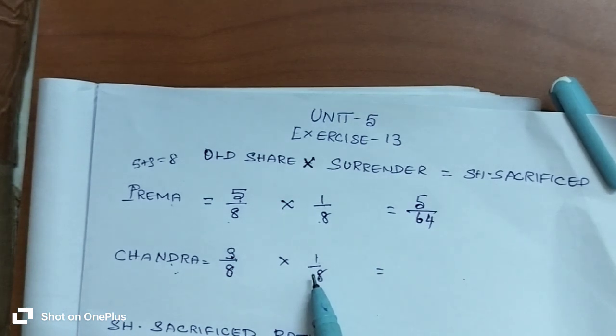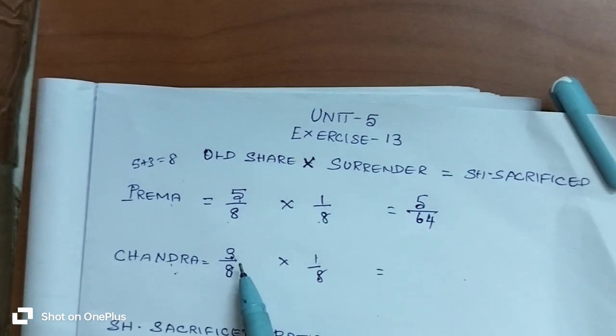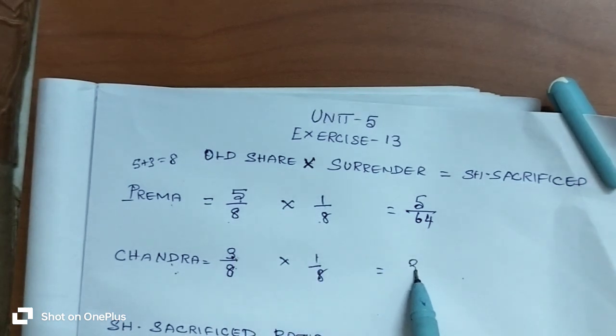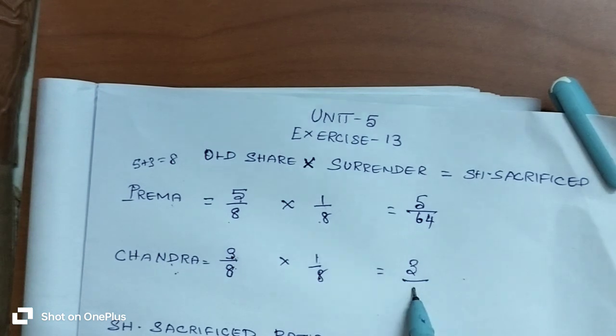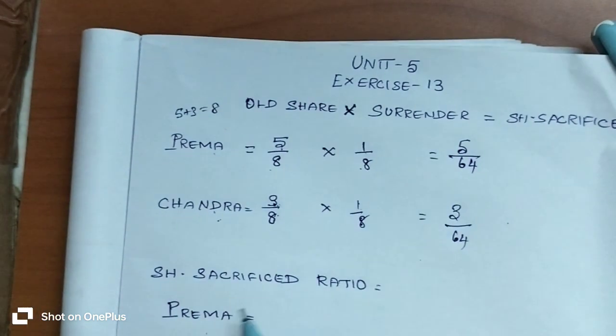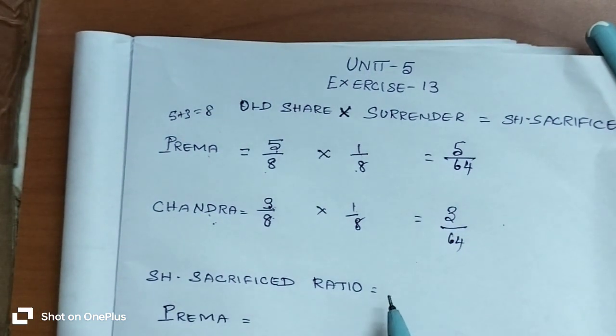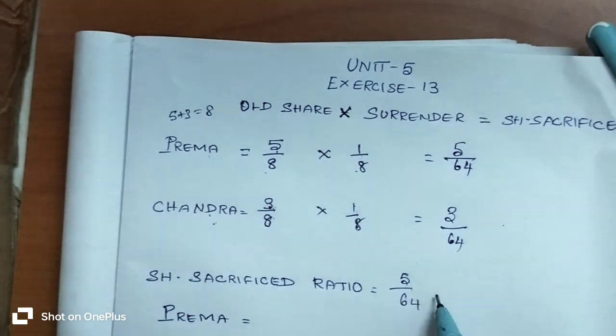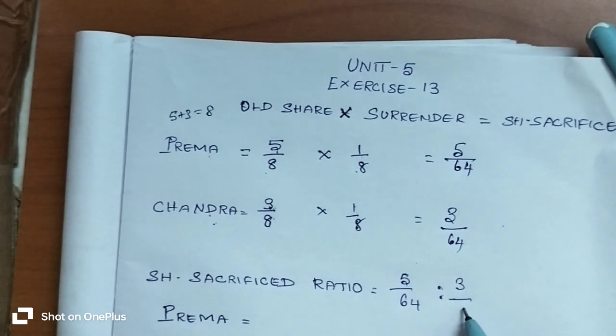What we have to do? We are going to find out the sacrificing ratio. So for that, we are going to multiply old share into surrender share. 3 ones are 3 and 8 eights are 64. So Prema's sacrificing ratio is 5/64 and Chandra's sacrificing ratio is 3/64.